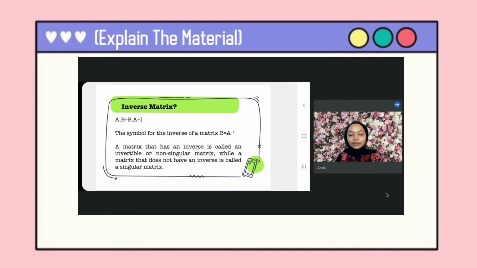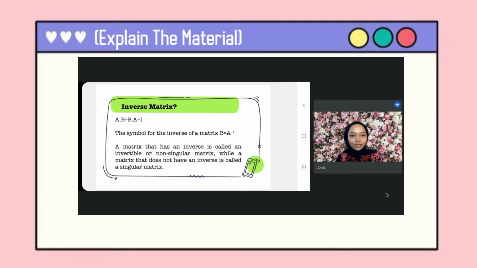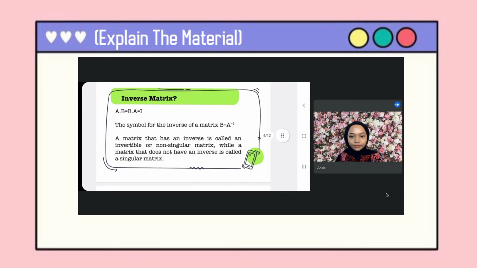And then, a matrix that has an inverse is called an invertible or non-singular matrix, while a matrix that doesn't have an inverse is called a singular matrix. Okay, do you have any question? Not yet? Okay, so if you have a question, just give the instruction and ask me. Okay, next.